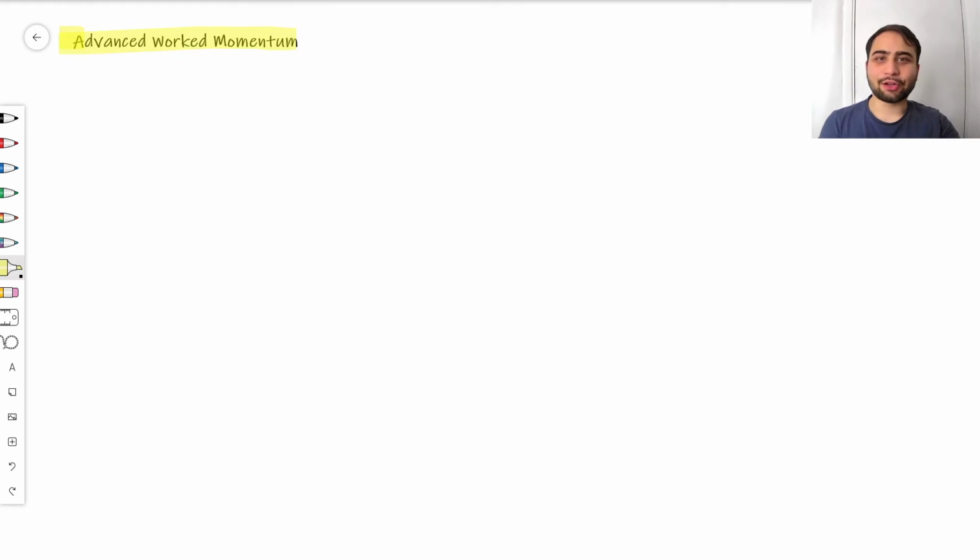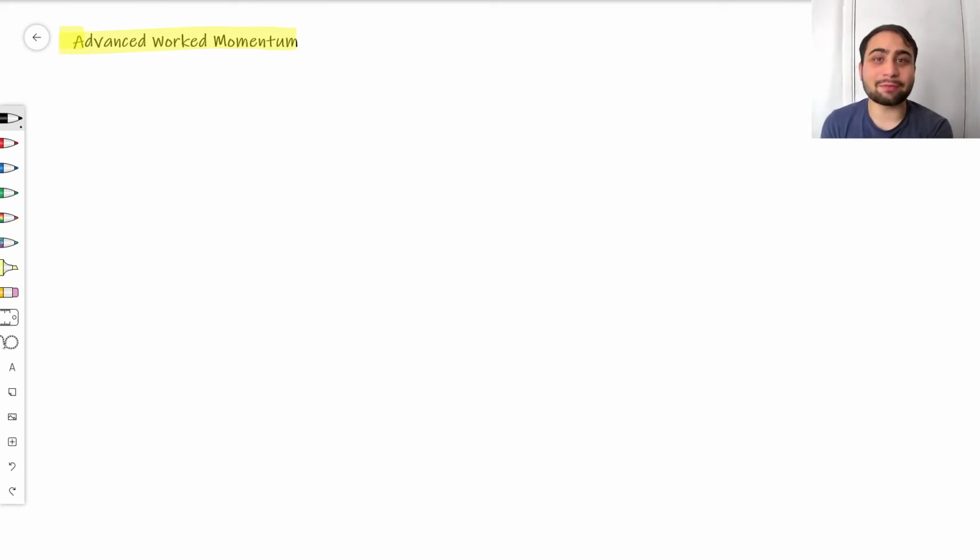Now what we want to have a look at is more advanced momentum that you need to know for your triple science GCSE. So let's get right into it. Now I'm going to introduce a brand new concept here called impulse. This is where we really start to look at Newton's second law, F equals ma, in the context of momentum and how that really affects collisions.